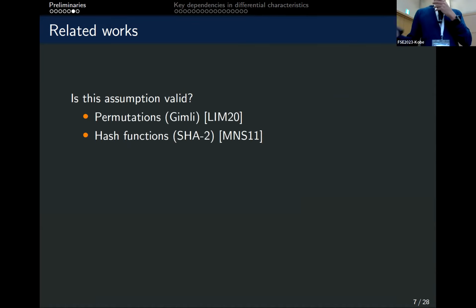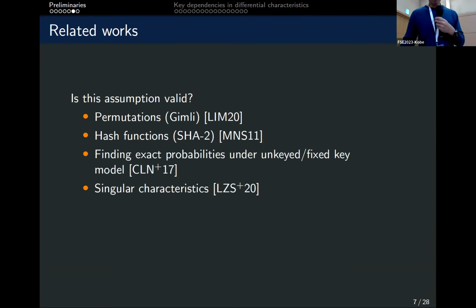So this is actually noted in a lot of the papers previously. For example, when you deal with permutations or hash functions, they do not have any key input, or you can treat them as having a key of all zeros. So in these cases, for the characteristics, they might not actually work at all.